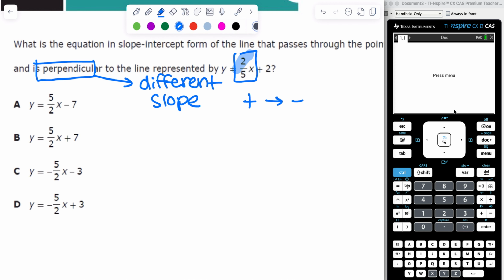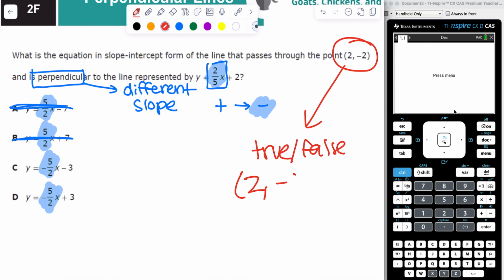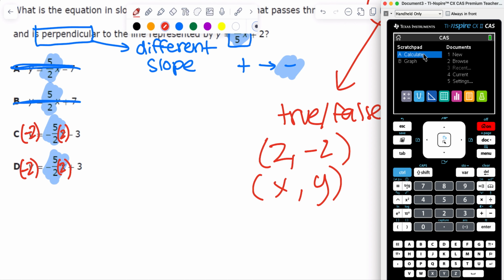So I'm looking at the slopes. I want it to be a negative slope. I'm looking for a negative. That means A and B cannot be my slope because they're both positive. We want something different. So then now I'm going to use the point we got and use true, false. So I have (2, -2). Remember, x is always first and then y. So anywhere I see x, I'm going to put a 2, and anywhere I see y, it's -2. And I'm going to plug those into the calculator exactly like we see them.